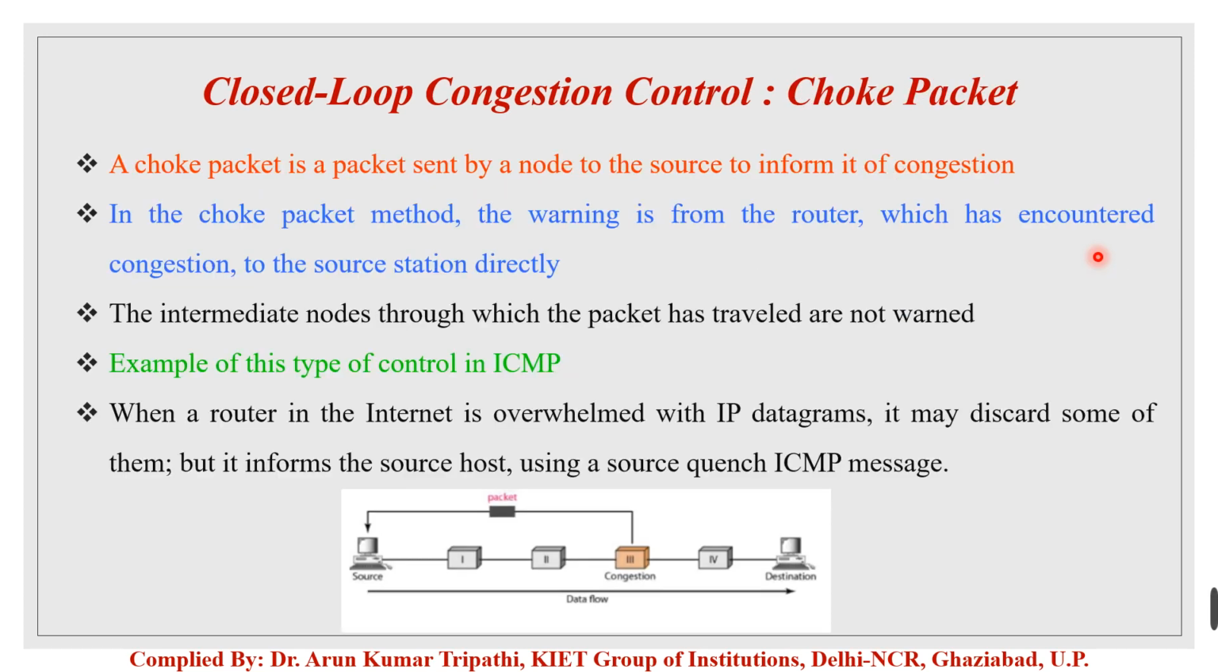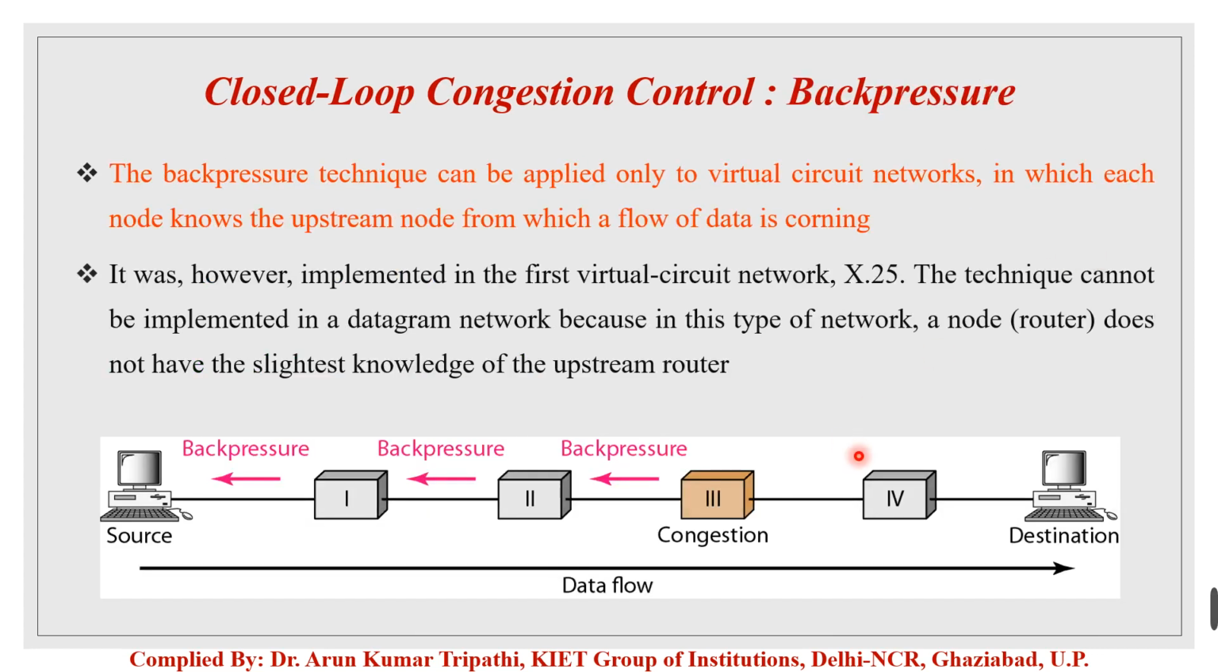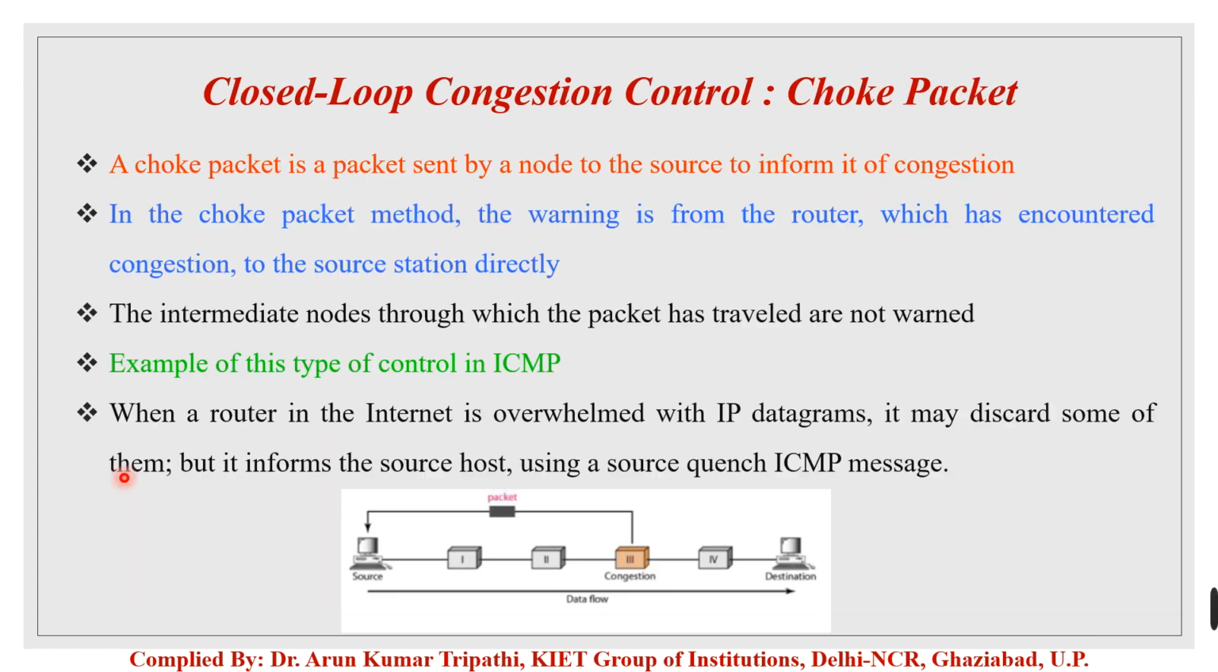Next one is the choke packet. In the choke packet, the congested node directly informs the sender. In the previous method, it will inform its previous node, then that node will inform its previous node, and after that it will inform the sender.